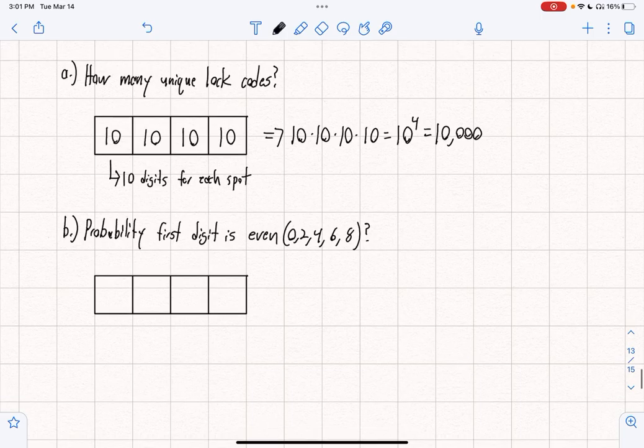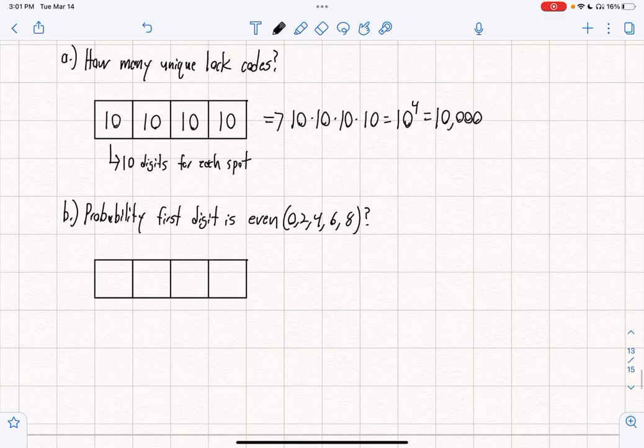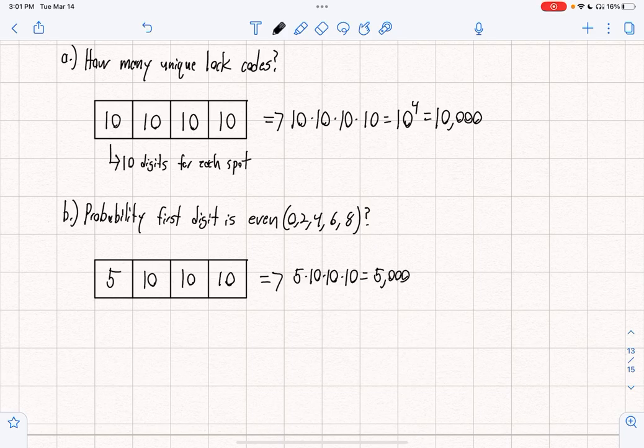Okay, part B, very similar, but that first digit needs to be even, and there are 5 even numbers, 0, 2, 4, 6, and 8. So now I only have 5 options for this first digit, but there are no restrictions on the second, third, or fourth. So I still have 10 options here, 10 options here, and 10 options here. And so that means I have 5 times 10 times 10 times 10 is equal to 5,000 unique codes where the first digit is even.